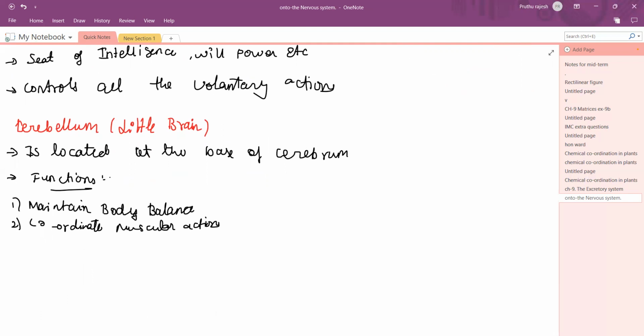There's an important question which will be asked from this part, which is cerebellum. Why does an alcoholic person walk clumsily? You have to give a reason for this.